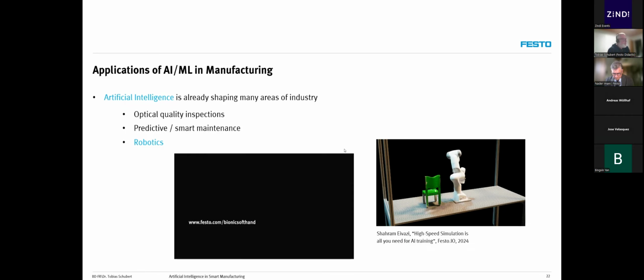And I guess robotics, reinforcement learning, large language models, interaction between humans and cobots, that will be a game changer in the next years from my point of view.